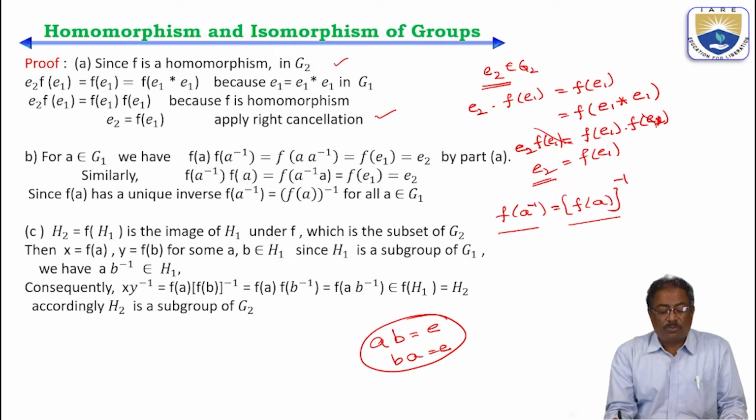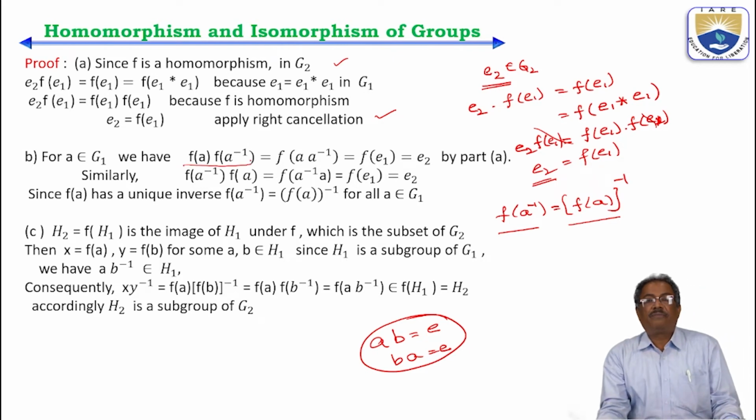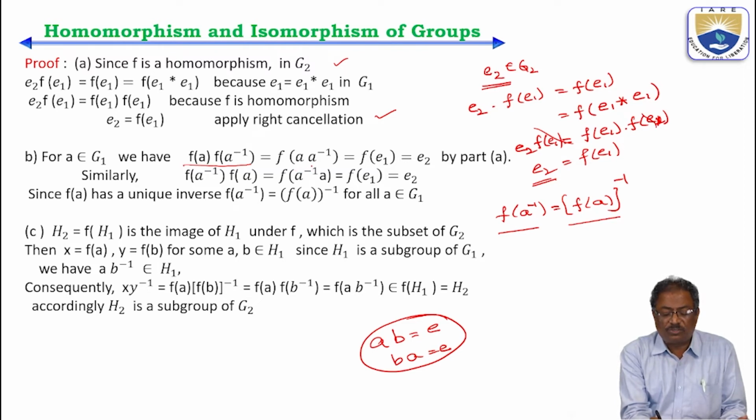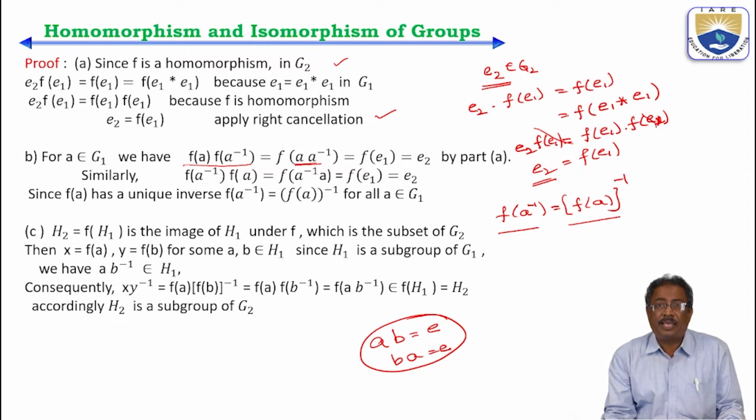In the same way, we are going to take f of a into f of a inverse, because I am taking a as any element in G1. So a inverse is also an element in G1, because G1 is a group and every element has its own inverse. So f of a exists, and f of a inverse also exists. So f of a into f of a inverse, because it satisfies the homomorphism condition, is equal to f of a into a inverse.